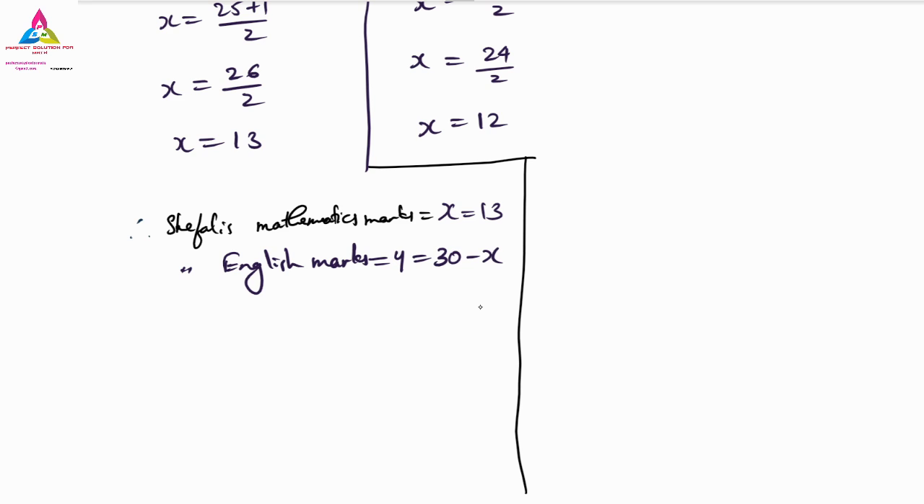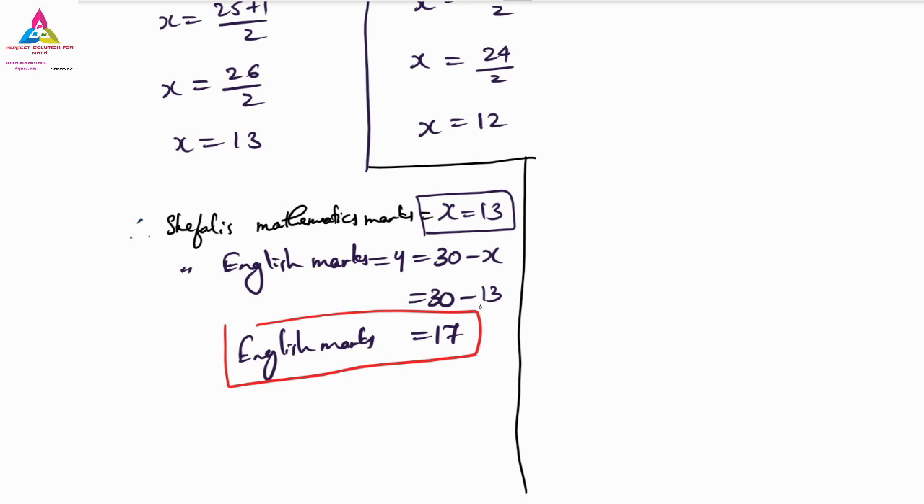30 minus x, the x value we have taken as 13 here, no? So it will be 30 minus 13, which is nothing but 17. So if you are taking Shifali's maths marks as 13, her English marks will be 17. Remember this. This is very important, the first half.